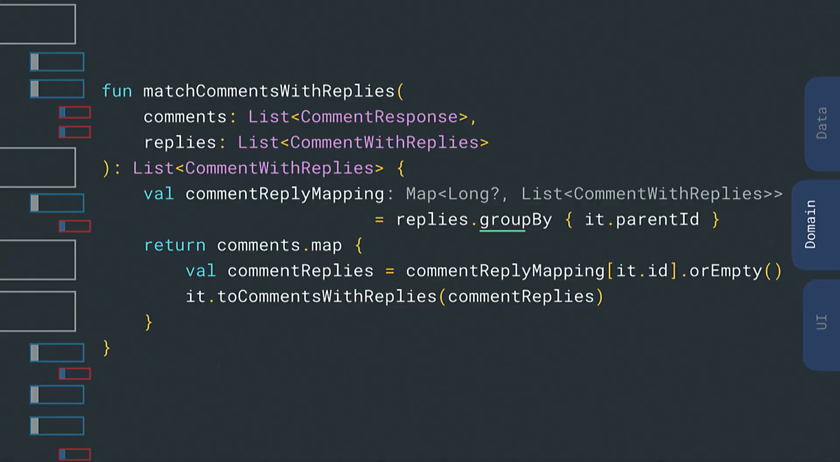OK, so to do this, it meant that we had to work a lot with collections. More precisely, we work with methods like group by or map. These are extension functions on the collection that allow us to make all of these kinds of operations easier.